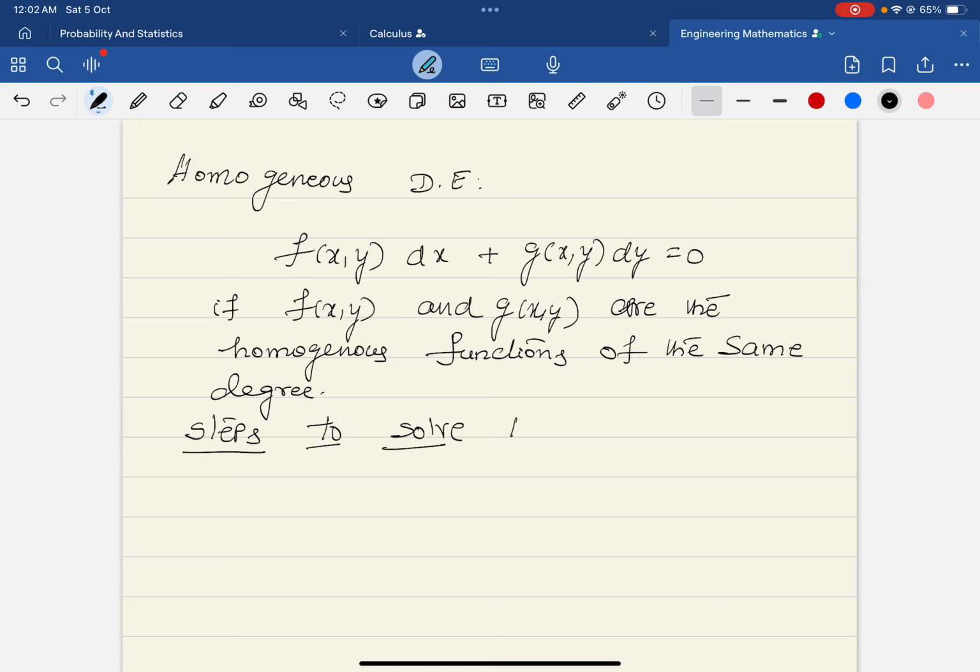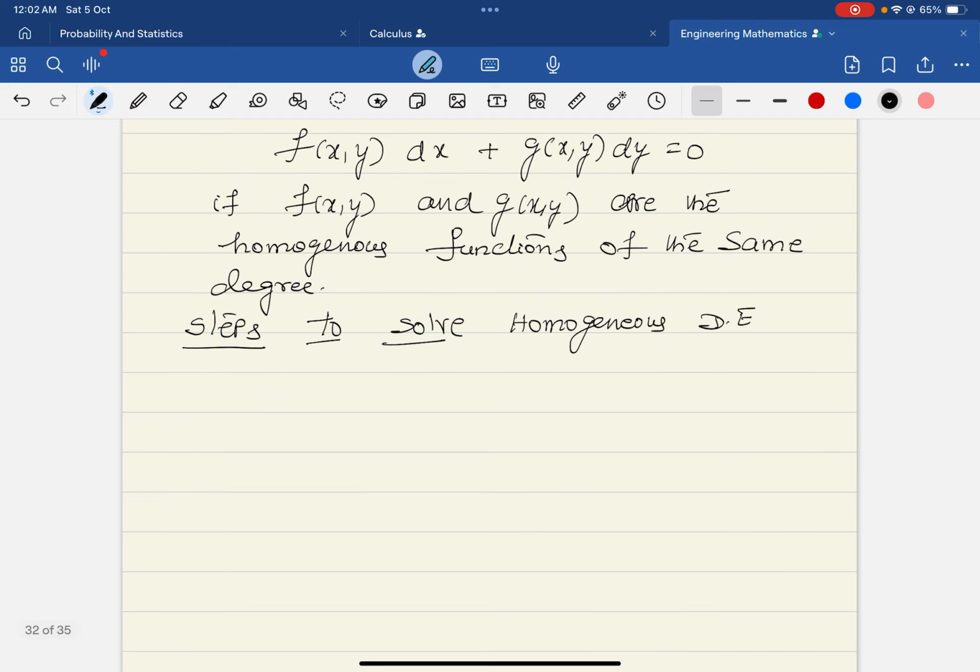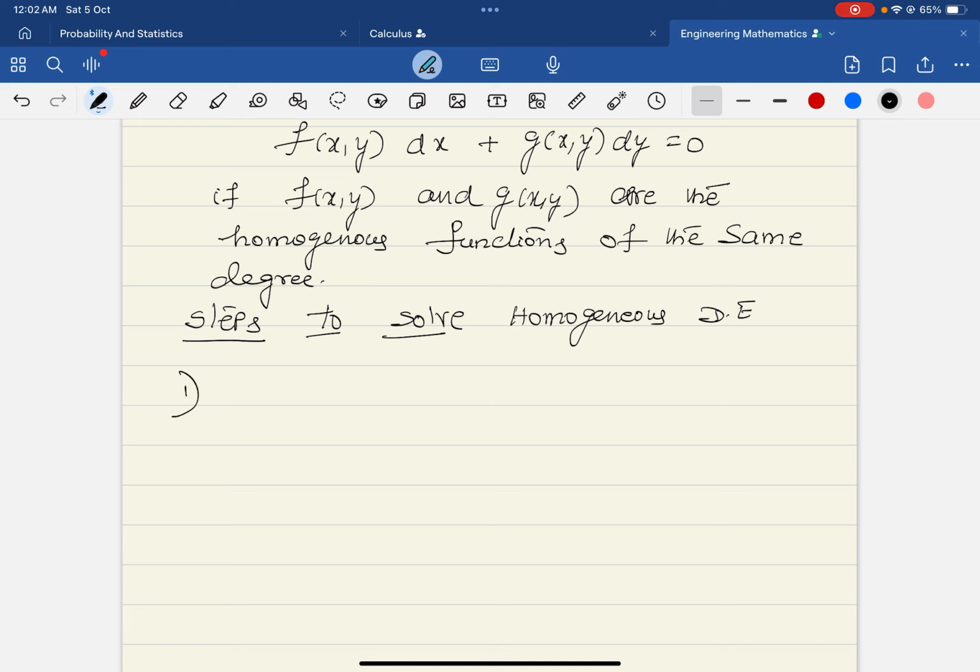solve the homogeneous differential equation. So what are the steps here? Step 1 is always what we do: first identify whether it is homogeneous or not. Identify whether the given differential equation is homogeneous or not.